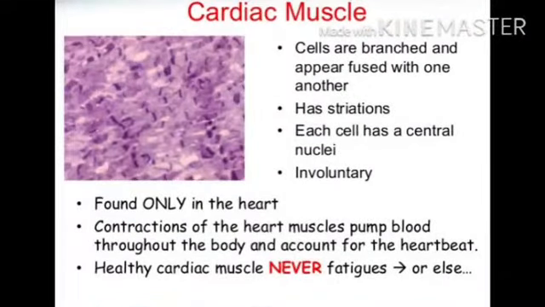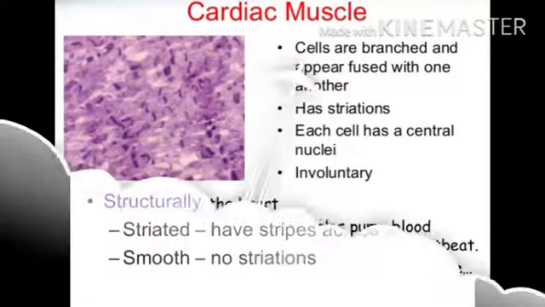Cardiac muscle cells are branched and appear fused with one another, and have striations. Each cell has a central nucleus and it consists of involuntary actions, found only in the heart. Contraction of the heart muscles pumps blood throughout the body and accounts for the heartbeat. Healthy cardiac muscles never fatigue.